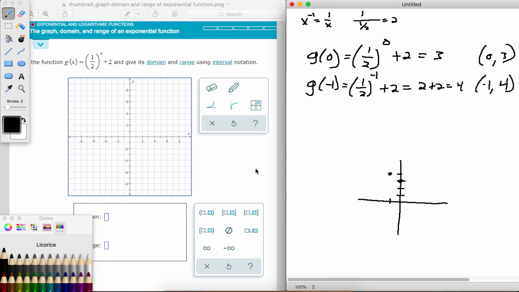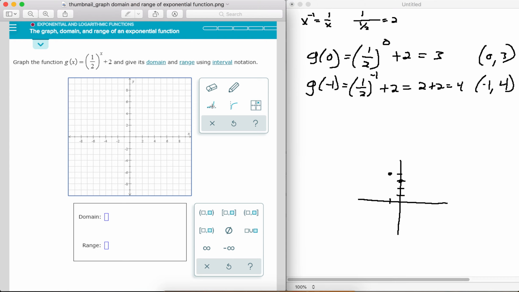And I think you have enough to use that pencil tool. I'm not entirely sure. Sorry, not the pencil tool. Use this tool right here. We could get another point just to make sure. Let me see what else would be good. I think you might need an asymptote here too, but they don't have a horizontal one.